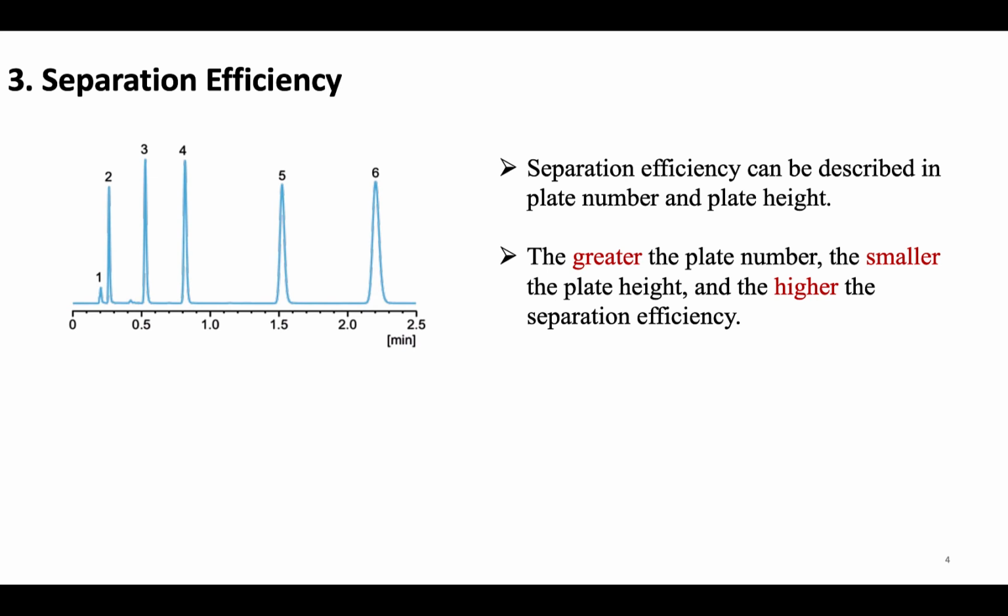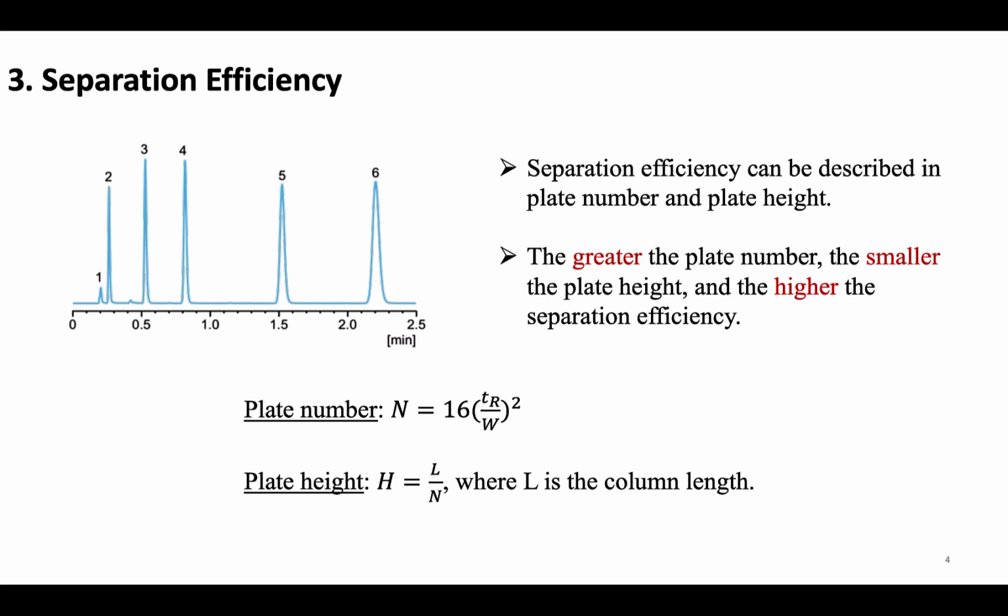Mathematically, plate number is defined as n equals 16 times the square of tR over W, while the plate height is given by h equals L divided by n, where L is the column length.